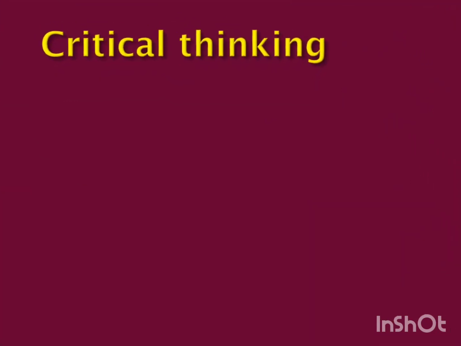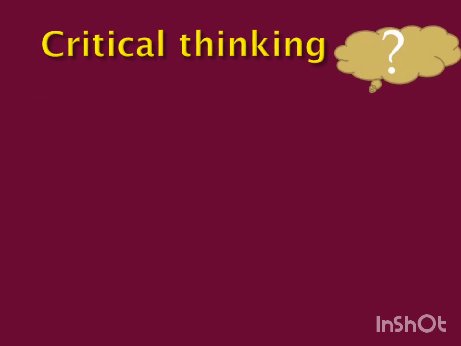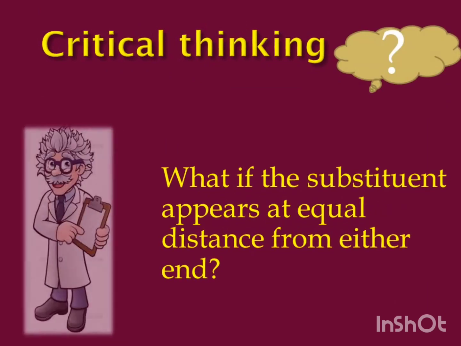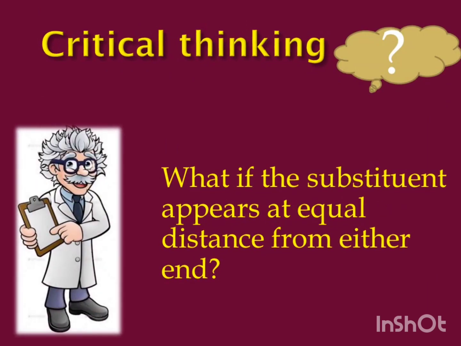Now students, here is time for you to think. What if the substituent appears at equal distance from either side? That means if you start numbering from any end and you get the substituent at an equal position, then what to do?